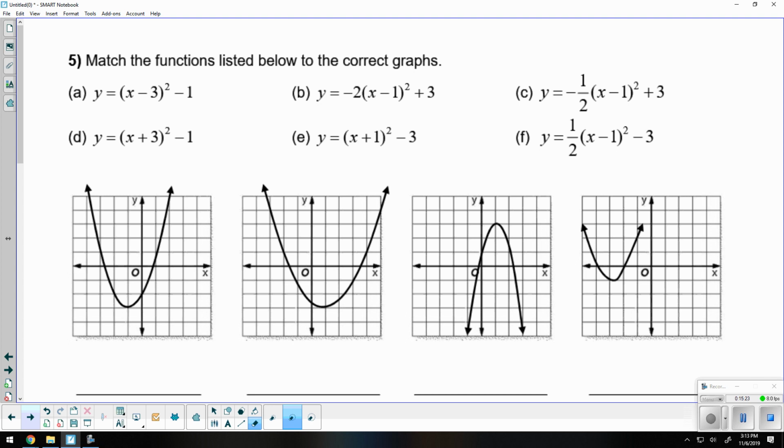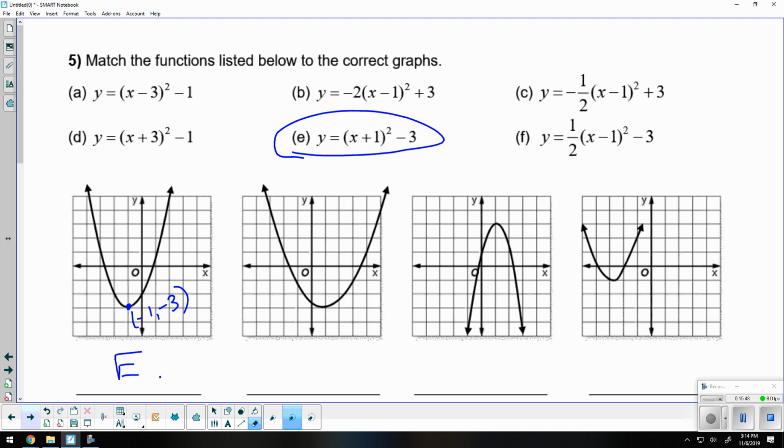Okay, the easiest way to match these up, find the vertex first. So the vertex, this parabola over here, looks like from the origin goes back 1, down 3. So right here, that'd be -1, -3. So I'm looking for these equations. I'm trying to find which one has a vertex of -1, -3. There's only one of them. E. This one right here. It's got to be E.